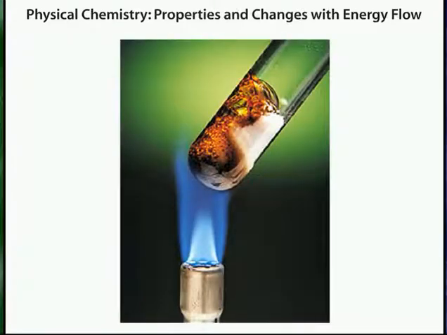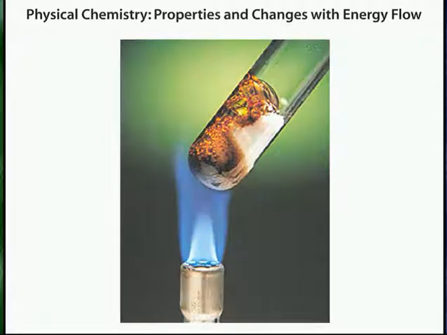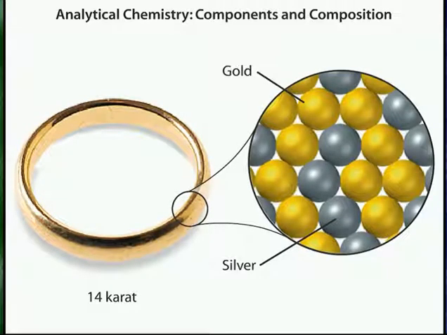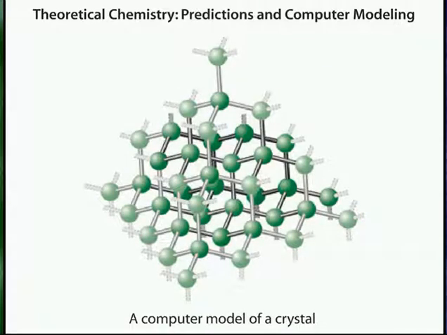Another way to look at chemistry is to consider the chemical reactions being studied. Physical chemistry studies the properties and changes of matter and their relation to energy. It can involve both organic and inorganic compounds. Analytical chemistry focuses on identifying a material's components and composition. Theoretical chemistry uses mathematics and computers to understand the principles behind observed chemical behavior in order to design new compounds and predict their properties.